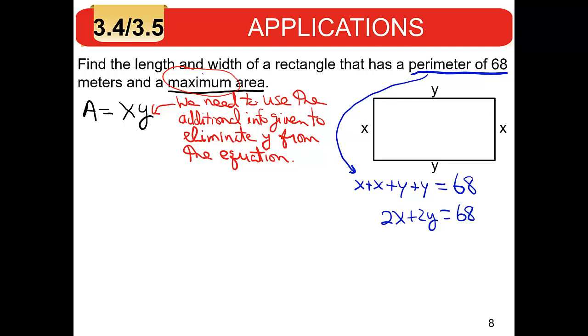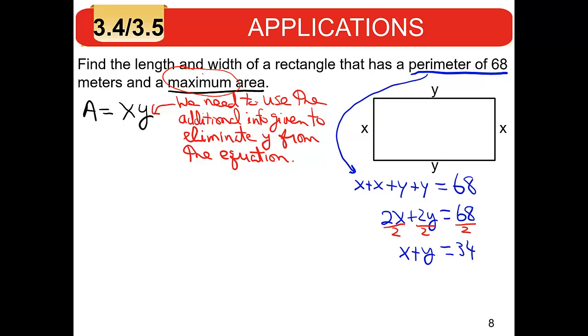I've said this multiple times before: whenever you see an equation that has a common factor, life's much easier if you eliminate the common factor. I notice there's a 2 in everything. I'm going to divide through by 2 and make life easier on myself. So what that really says is that x and y have to add up to 34.